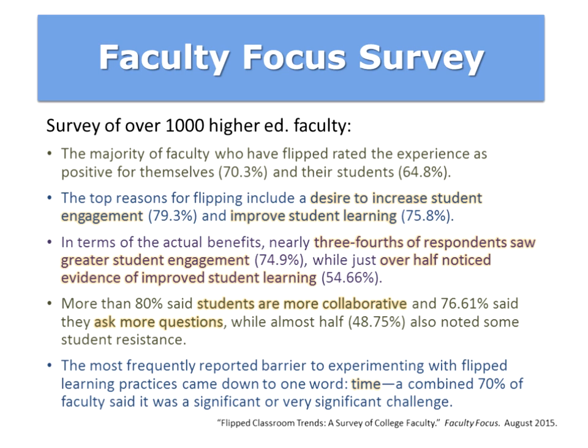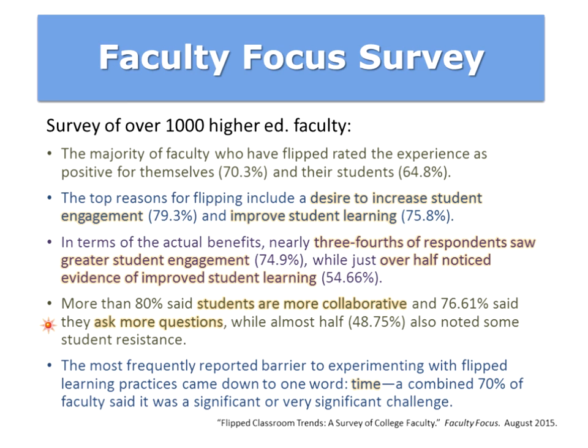So the first one, the majority of faculty who have flipped rated it as positive. So about 70% said it was positive for themselves, and 64% said it was positive for their students. The reasons that people were drawn to it were they wanted to increase student engagement, they wanted to improve student learning. And it looks like that was achieved in the next item. About 75% said they did see greater student engagement, and about half noticed improved student learning just from flipping, using the same course, the same materials, but flipping and redesigning those materials to be online.